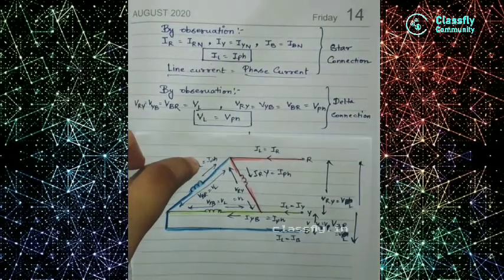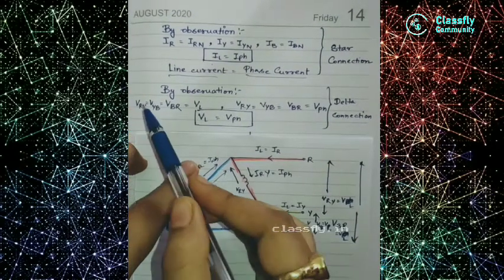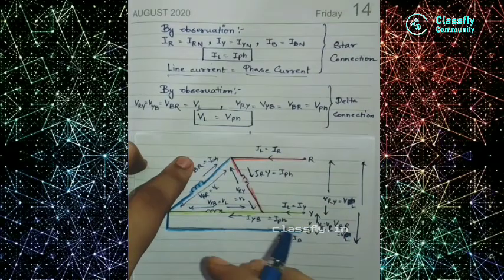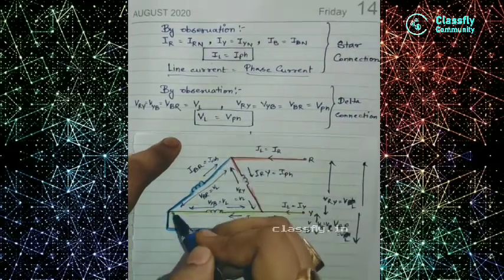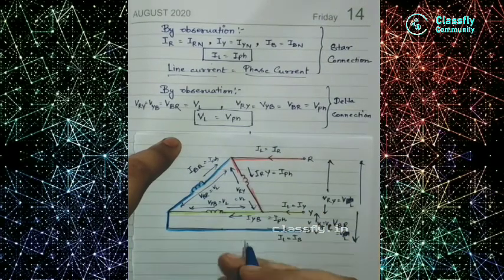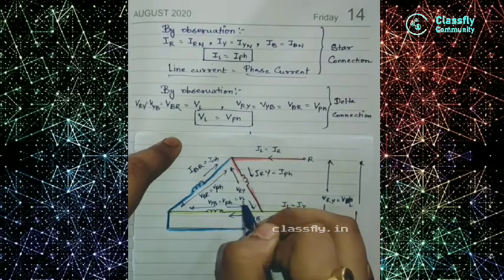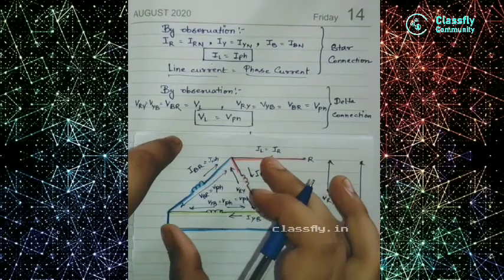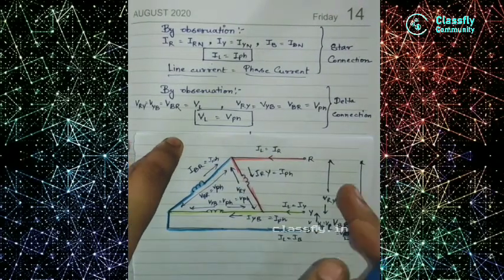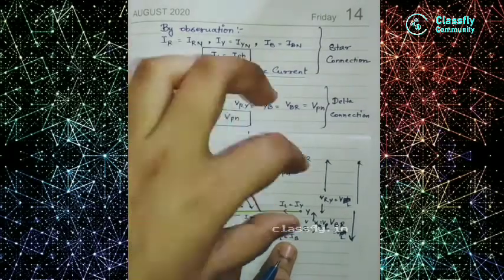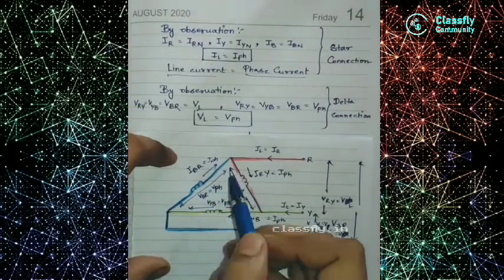Okay. So now it says that VRY is equal to VYB equal to VBR is equal to VL. That means these are the line voltages. So in the delta connection, the line voltages are these. In this, there is no neutral point. Okay. Sorry, these are our phase voltages. And here there is no neutral point. So our line voltages are these: VRY, VYB and VBR. Line voltages mean between any two lines there will be a voltage. Okay. And as I told, there is no neutral point here.